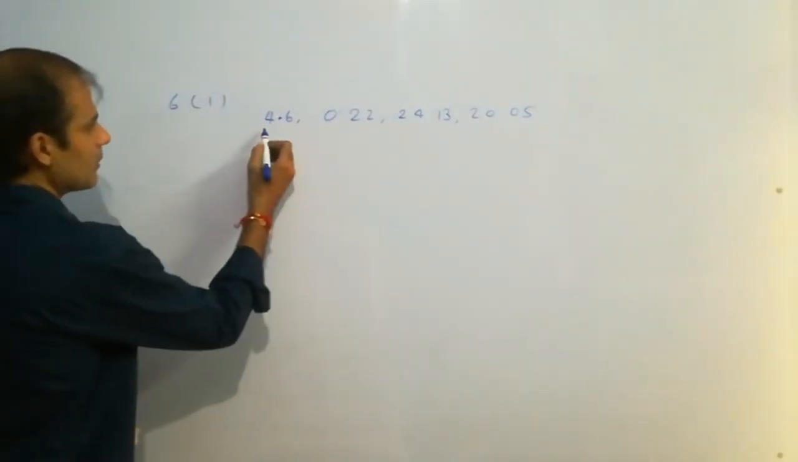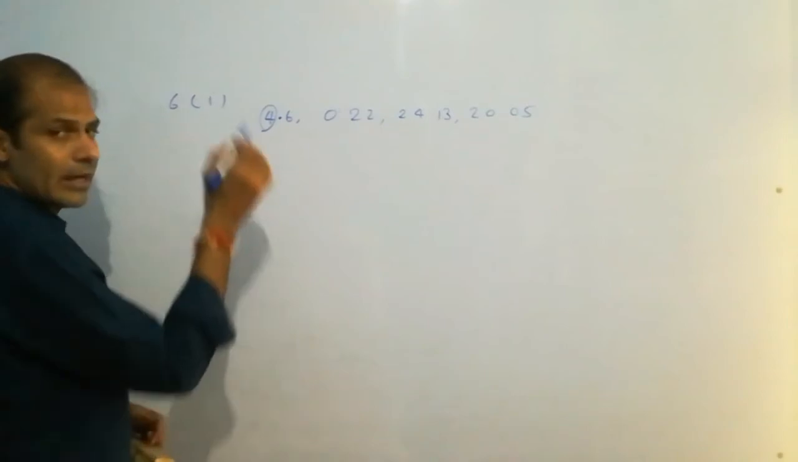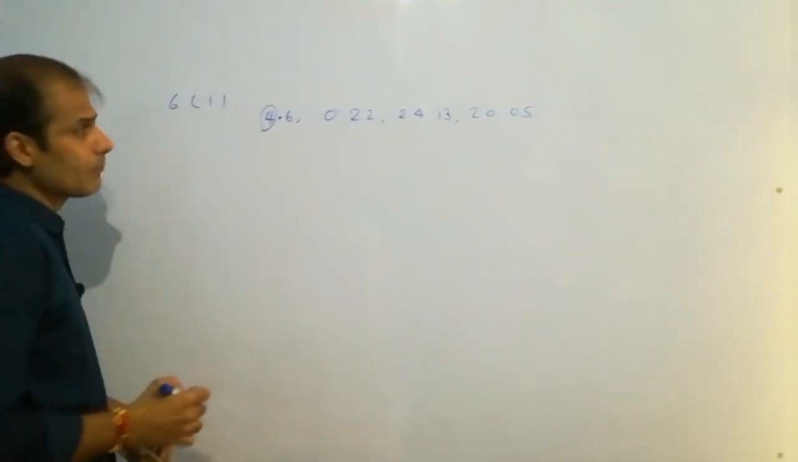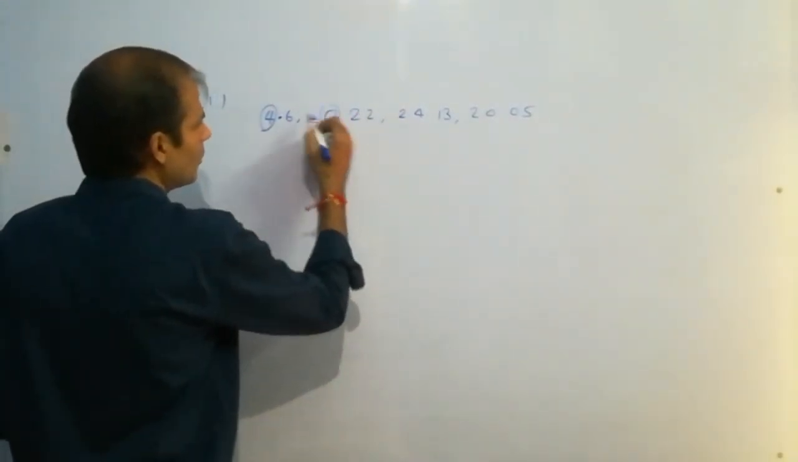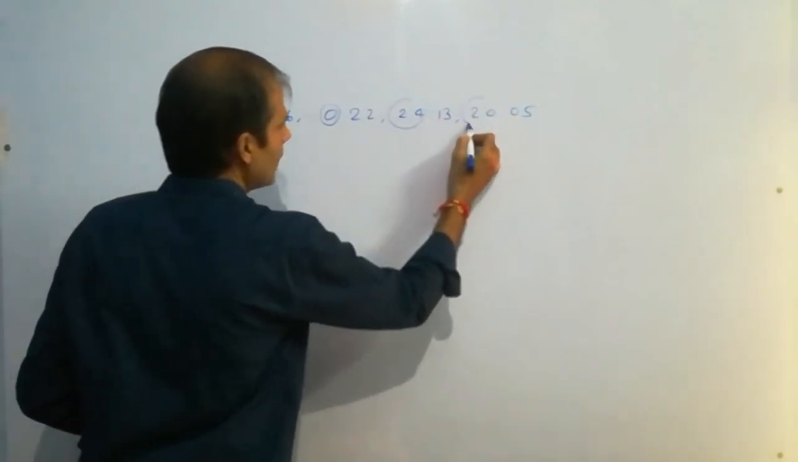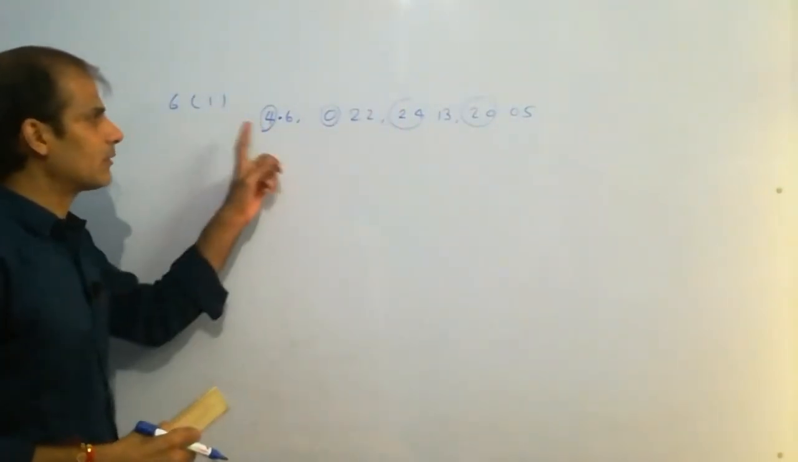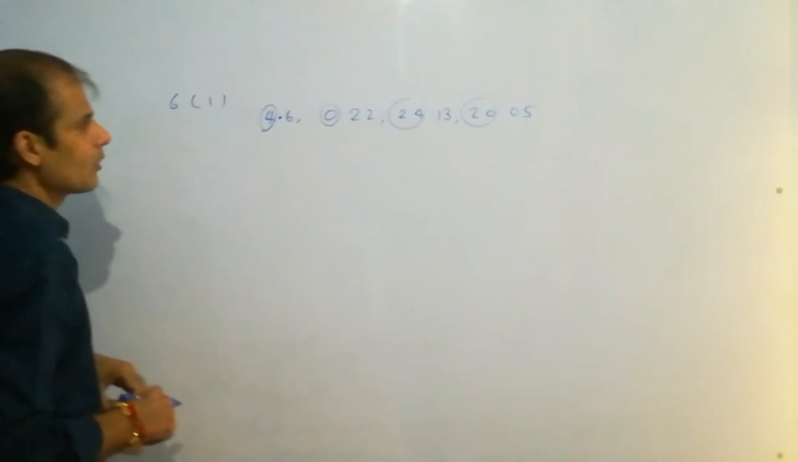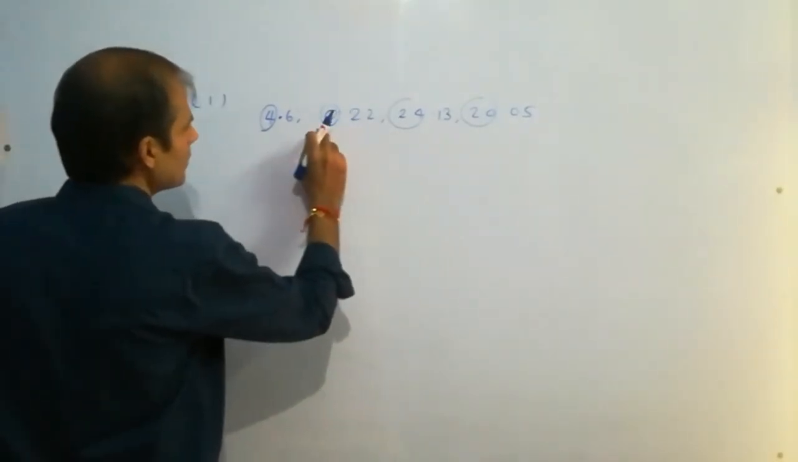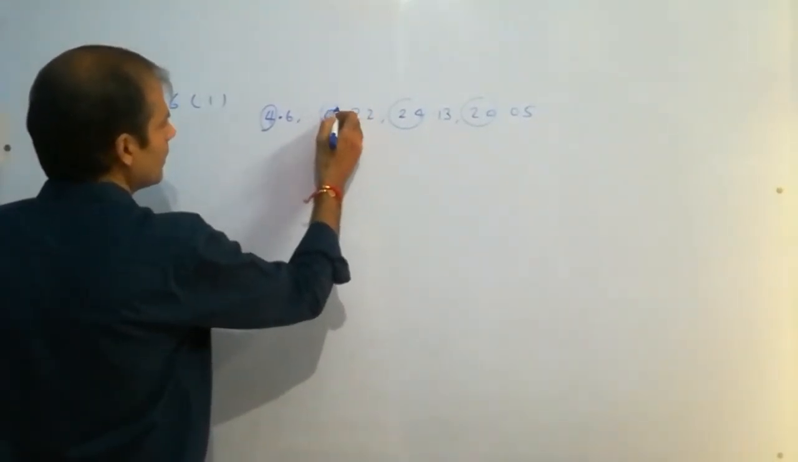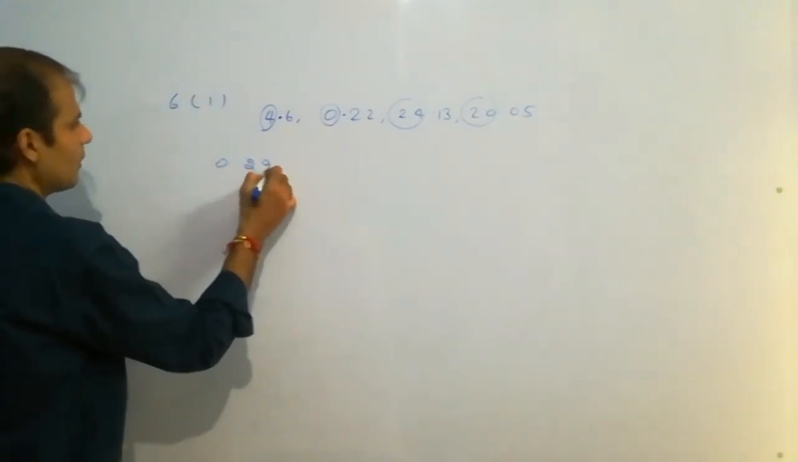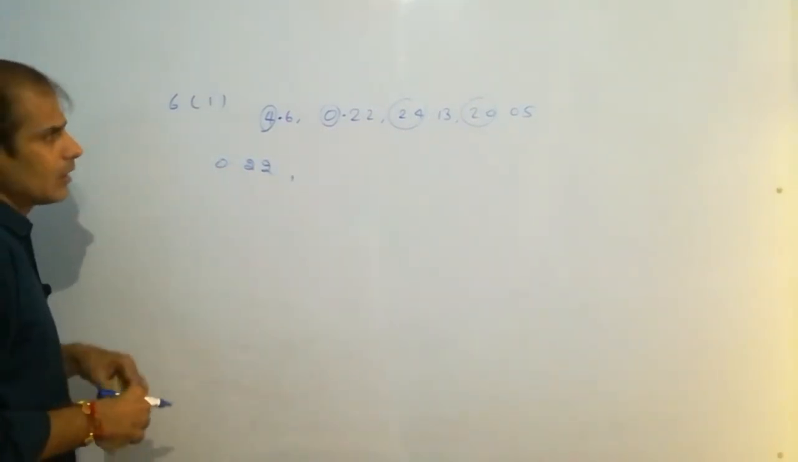See it is 4. You don't need to make the circle. Okay, it is 0, 24 and 20. Don't make the circle in your fair copy. Understood? So which is smaller? This 0 is smaller. It means 0.22 is the smallest number.